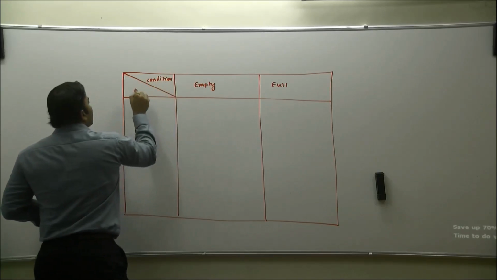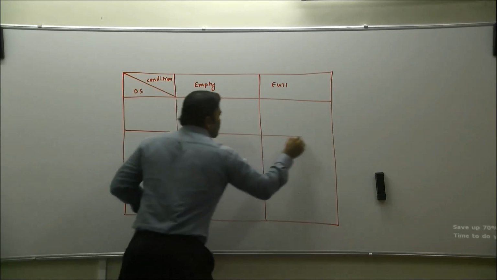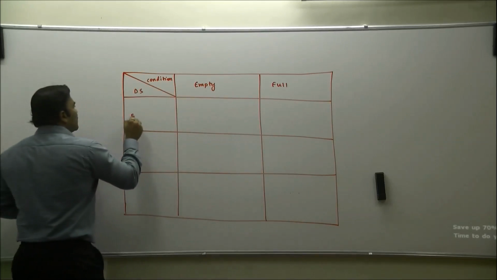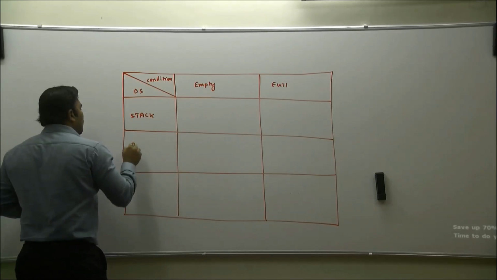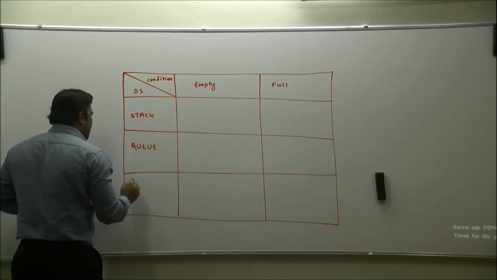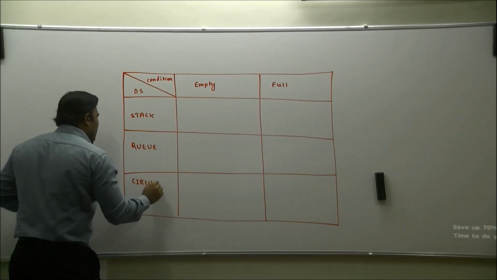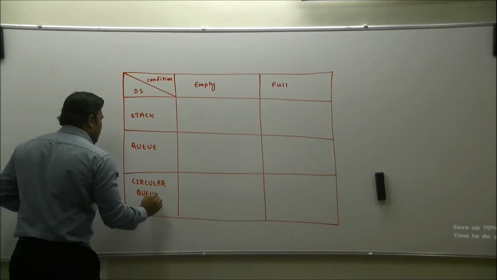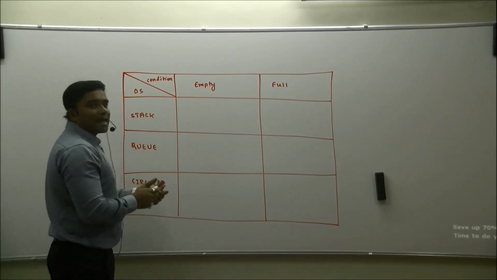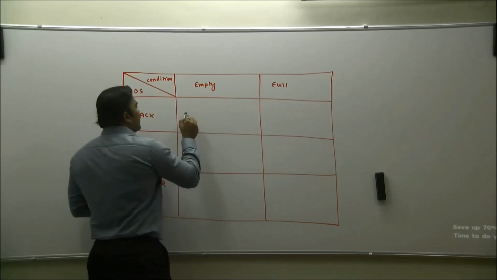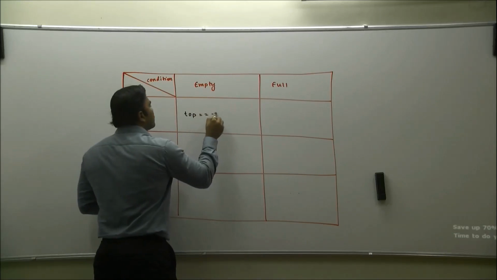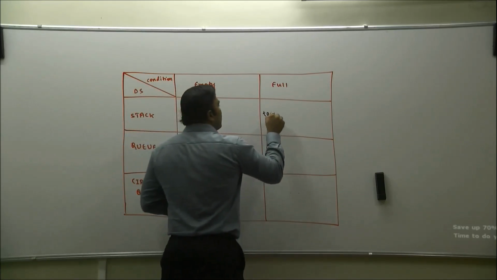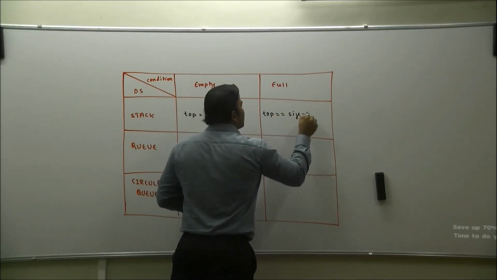This is the data structure. Three data structures we have learnt. One is the stack data structure, one is the queue data structure, another one the circular queue data structure. You know, stack is said to be empty when top is equal to minus 1. In fact, it is said to be full when top is equal to size minus 1.